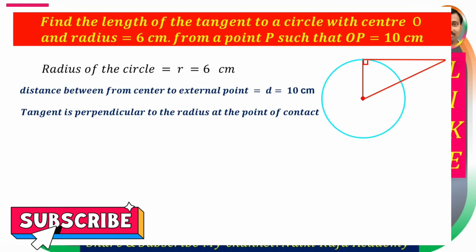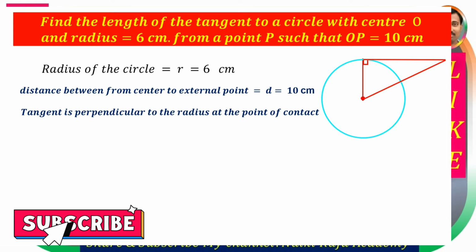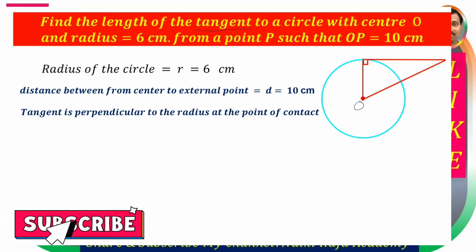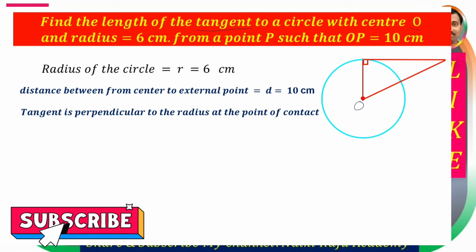First question: find the length of the tangent to a circle with center O and radius 6 centimeters from a point P, where OP is equal to 10 centimeters. O is the center of the circle, the radius is 6 centimeters, and OP is equal to 10 centimeters.